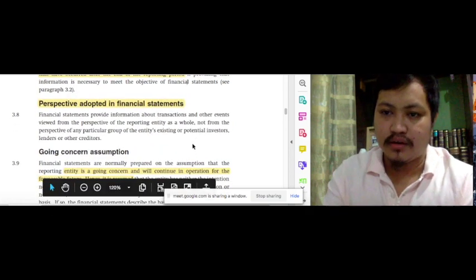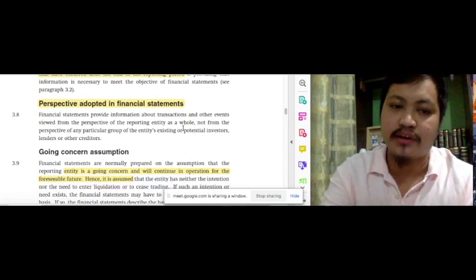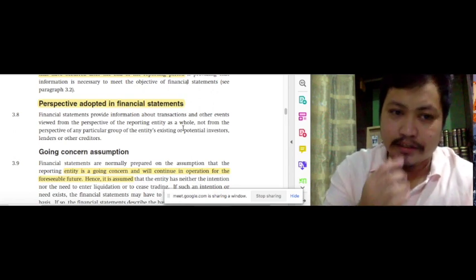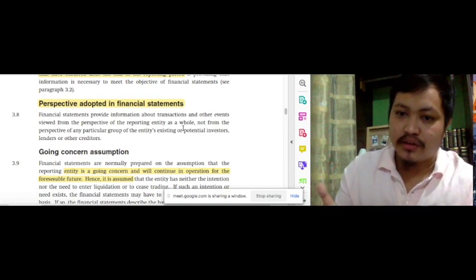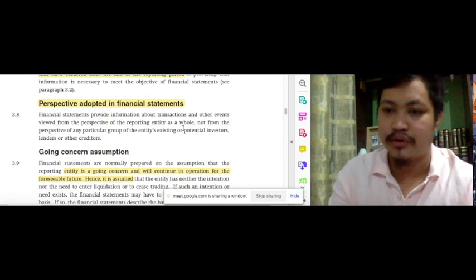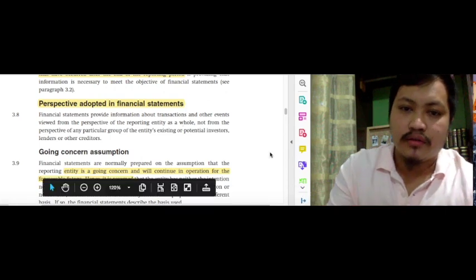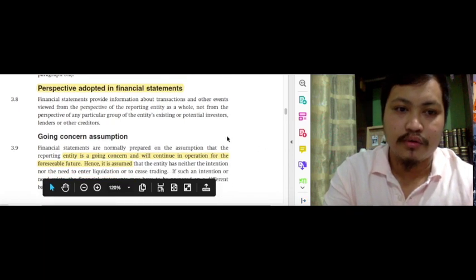Now, an important concept here would be that the preparation of financial statements, class, is done from the perspective of the reporting entity. This is another reason, class, why it's important that we observe the separate entity assumption. Okay. So it's important for you to know that the financial statements are prepared from the perspective of the reporting entity, because if you are dealing with risks, class, the risks that you should be measuring should be the risks that pertain to the reporting entity. If you're dealing with valuation, class, then it should deal with valuation that is related to the reporting entity. Always from the perspective of the reporting entity, class.